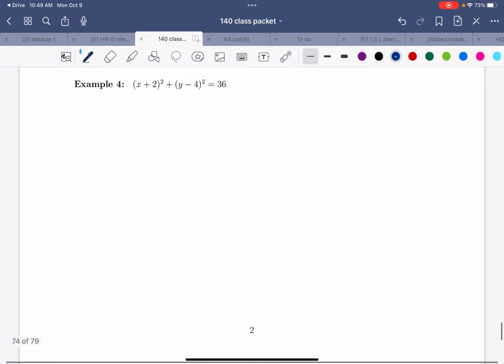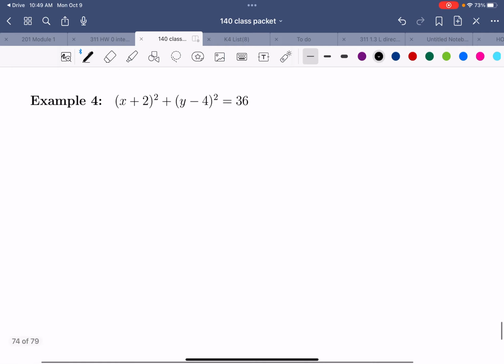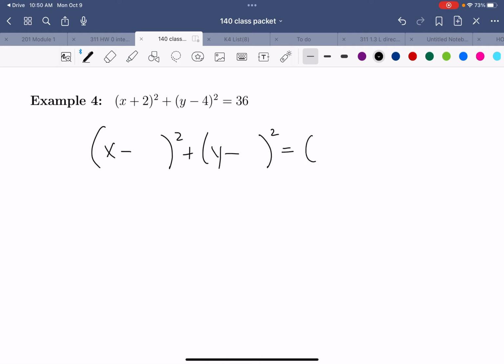Okay, now if I go back up to example 4, I can now use that information, and I don't have to plot points. I can plot points, but I don't want to because it'll be easier if I do it this way. Now, remember that the format is x minus something squared plus y minus something squared equals something squared. Okay, now I have plus 2 here, and I need it to be minus, so I can pull a minus away and make this a negative 2 right there. Okay, so x minus negative 2 is the same as x plus 2. The 4 is already minus, so I can leave it.